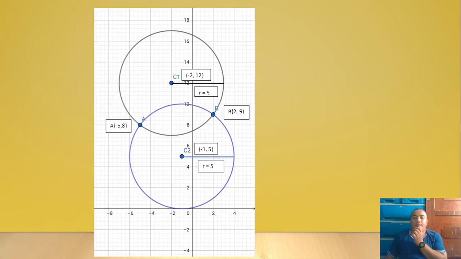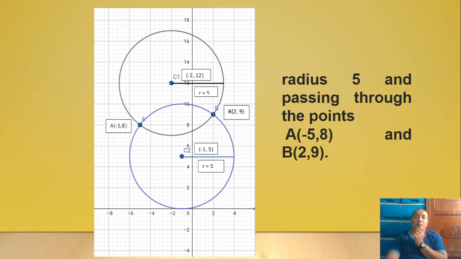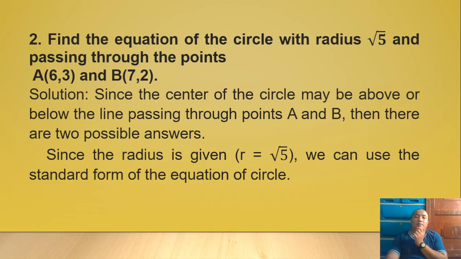And let us now graph the 2 circles. For circle 1, the center is at negative 2, 12, radius 5. For circle 2, the center is at negative 1, 5, radius is 5. And as you can see, the 2 circles pass through the 2 given points, point A, negative 5, 8, and point B, 2, 9, diba? From the given problem, passes through points A and B with radius 5. So radius 5 and passing through the points A, negative 5, 8, and B, 2, 9.